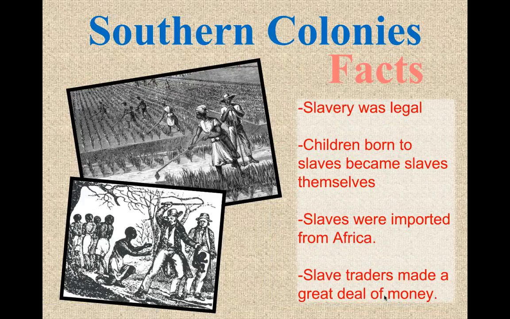Southern colony facts. Slavery was legal there. Children born to slavery became slaves themselves. Slaves were imported from Africa. Slave traders made a great deal of money.